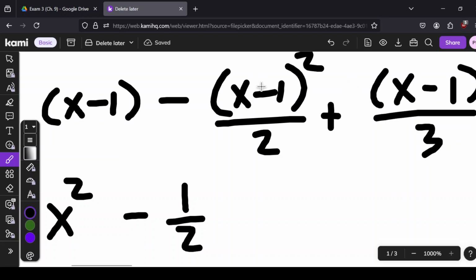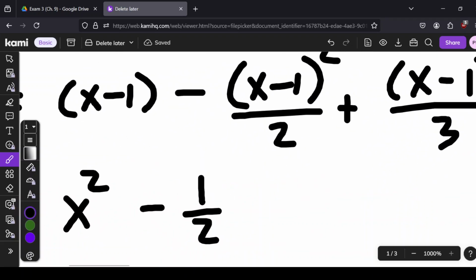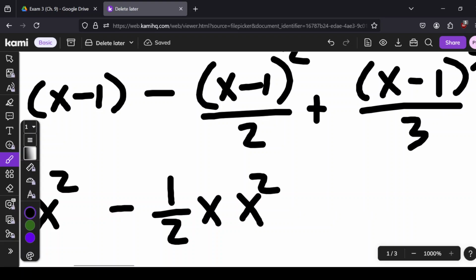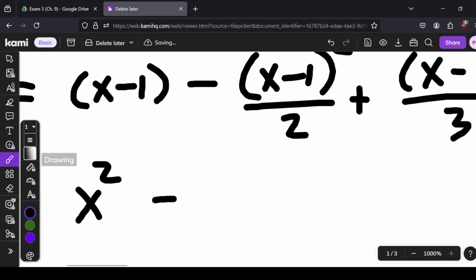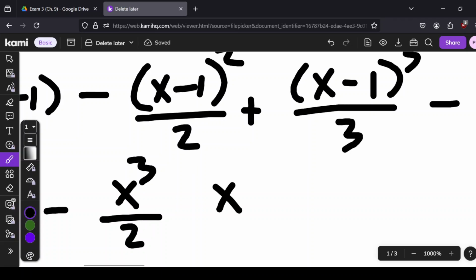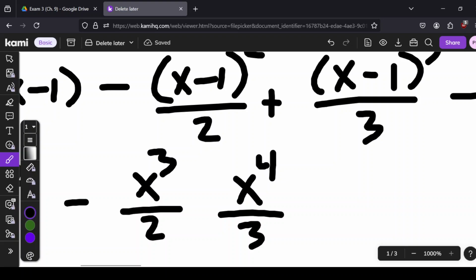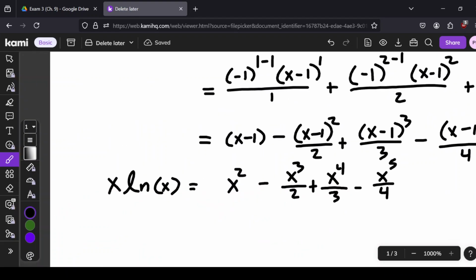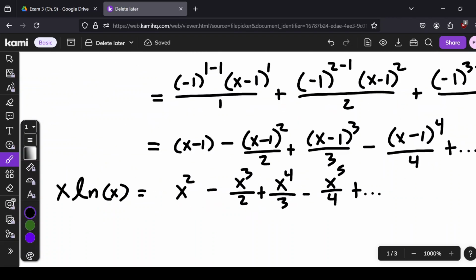This x minus 1 is going to be the same thing, it's going to be x. So we're going to have x times x squared, going to be x cubed over 2. And I guess it's going to be the same thing here, where we have x times x to the first times x to the whatever this is. It's going to be x to the 4th over 3 minus x to the 5th over 4 plus dot, dot, dot.